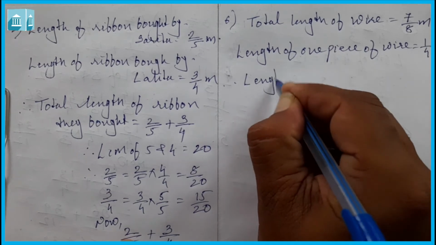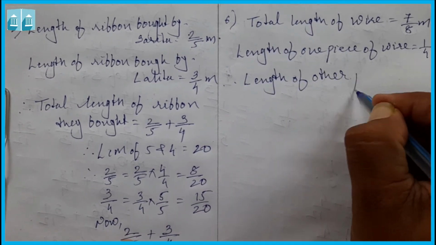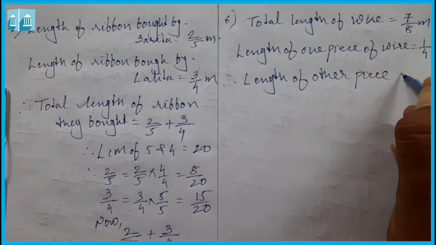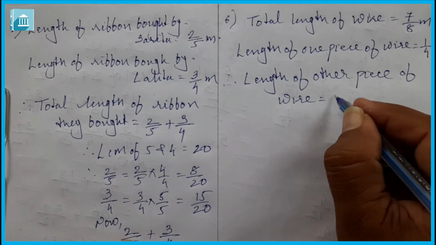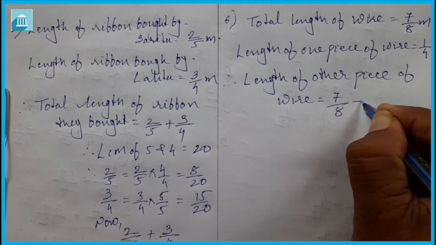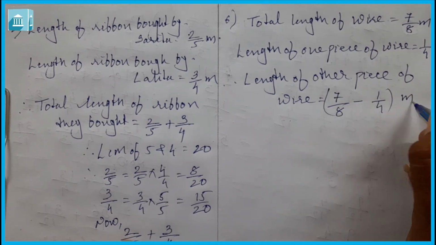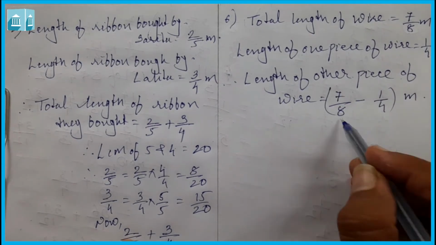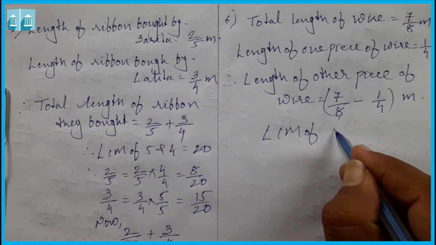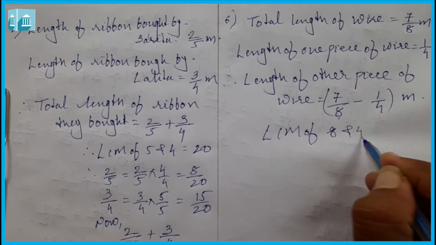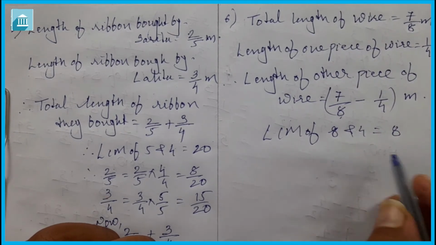So therefore, the length of the other piece of wire is equal to 7 by 8 minus 1 by 4 meter. Now again these are not the same denominators, so therefore we can find the LCM of 8 and 4, which is equal to 8.